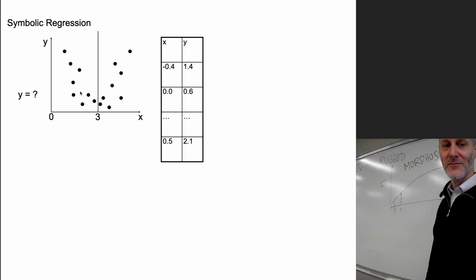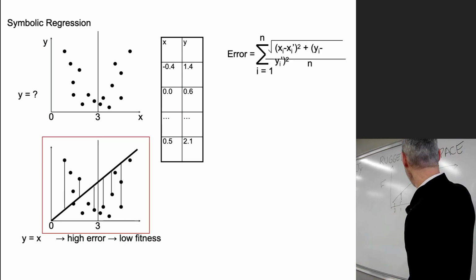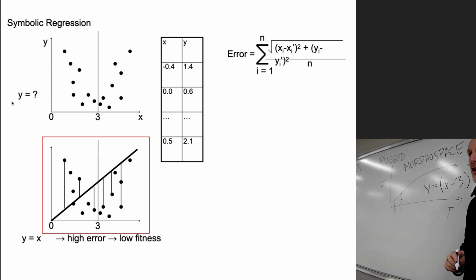It looks kind of like... y equals x, what is it? Y equals x minus 3, x minus 3. Okay. Let's do something else. Let's just do something simple. I'm going to guess y equals x.